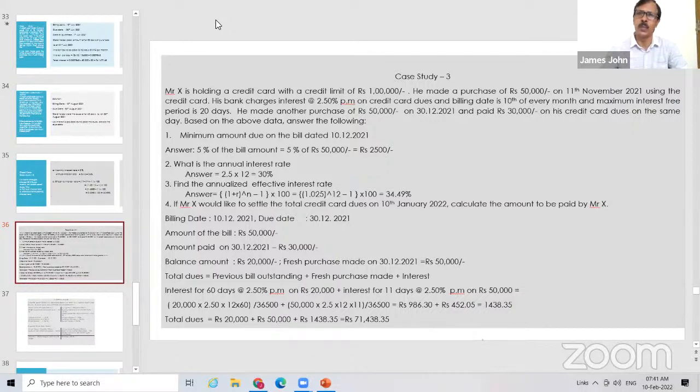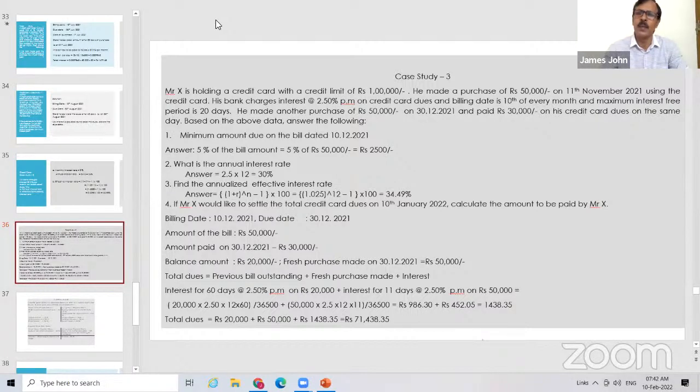50 minus 30, 20,000. So for the 20,000, interest has to be calculated for 60 days. And for the subsequent purchase of 50,000, you have to calculate interest for 11 days. That I understand. But my question is, why not 17,500? Because the outstanding bill is 20,000. Where are you getting the 17,500? No, he paid a minimum amount of 2,500. He already paid 30,000. Why is the minimum amount coming here?